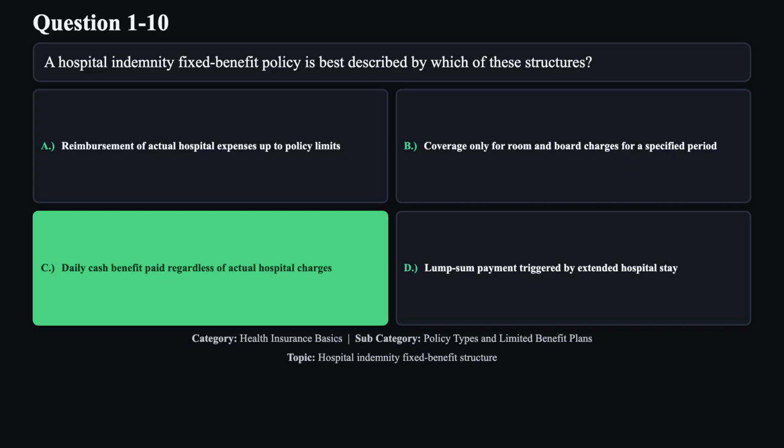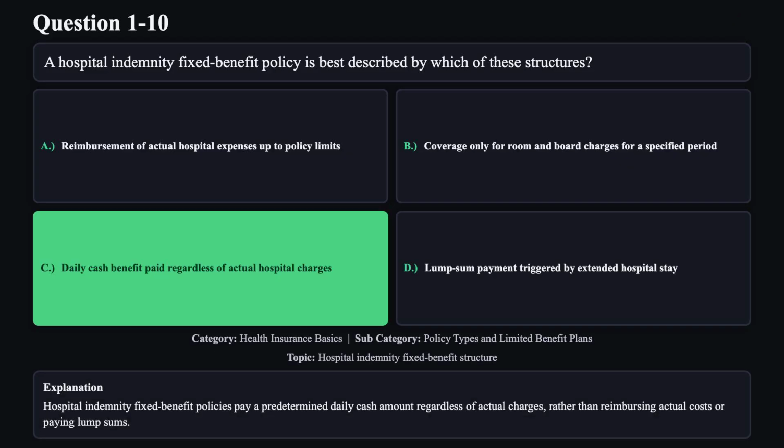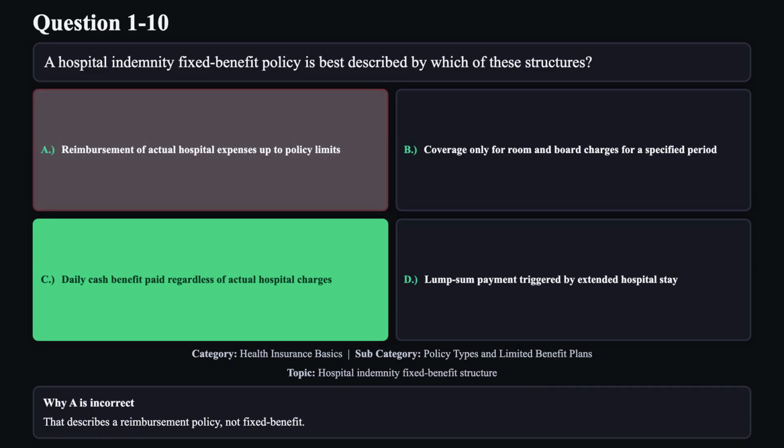The correct answer is C. Hospital indemnity fixed benefit policies pay a predetermined daily cash amount regardless of actual charges, rather than reimbursing actual costs or paying lump sums. Reason A is not correct. Yes, that describes a reimbursement policy, not fixed benefit.